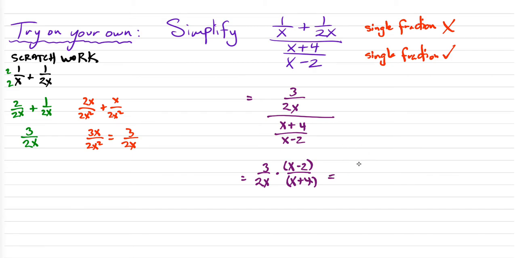And so your final answer, you could leave everything written as factored and then just write it like that. If for some reason you want to multiply it, you can. And you could write 3x minus 6 over 2x squared plus 8x.